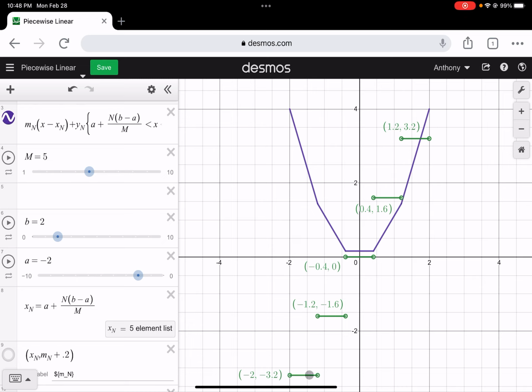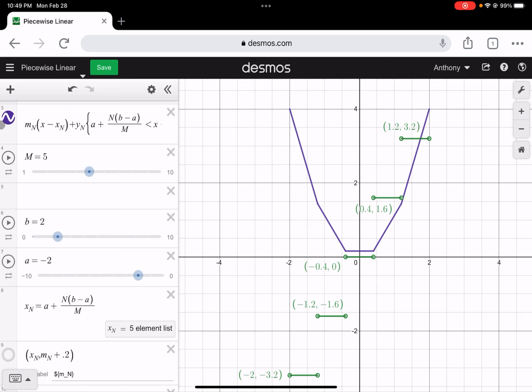So all the x values in this region here, which are between x equals negative 2 and x equals negative 1.2, all of those x values have a slope of negative 3.2. That's the slope of this first purple line segment here. I can tell that by just reading off the y value for the green graph. Y values on the green graph tell me slopes on the purple graph.